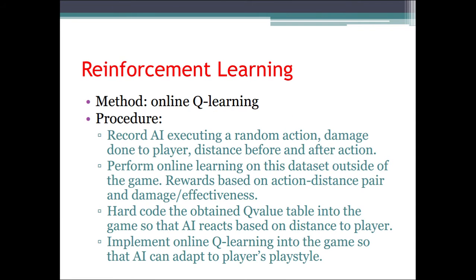The procedure I use here is to record the AI playing random actions first. Then I will perform some offline learning on this dataset. It would be outside of the game, and the Q values I obtain, I will hard code into the game. Then I will implement online Q-learning into the game so that the AI can adapt to the player's change in playstyle.